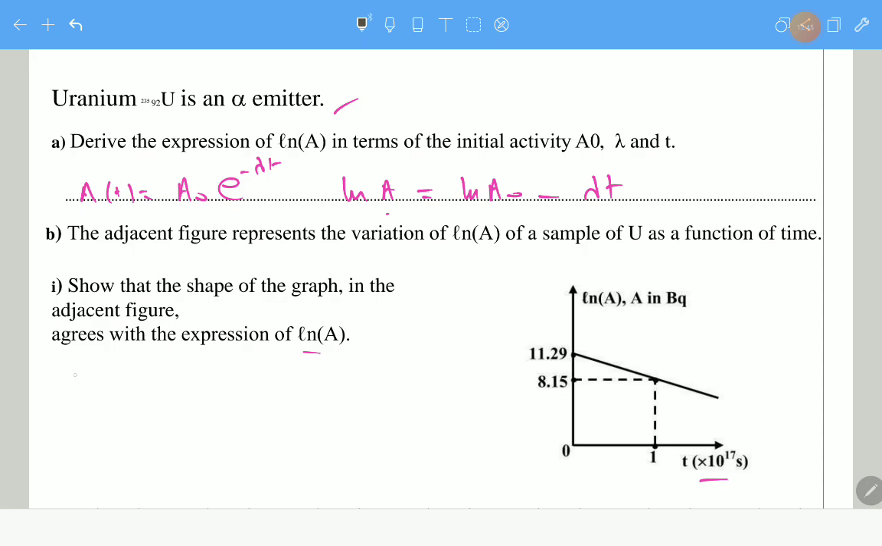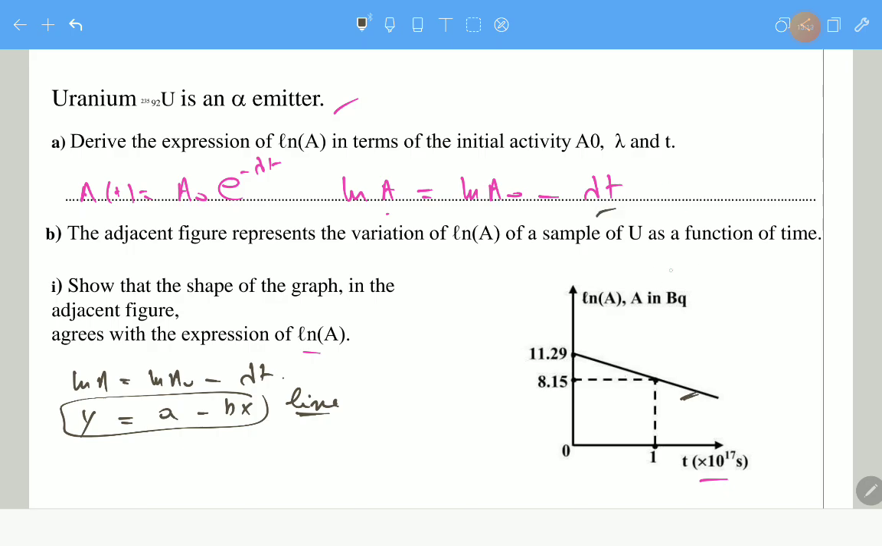Well, what we have is Ln of A equals Ln of A0 minus lambda T. That means that y is equal to a constant A minus Bx. It is the equation of a line with a slope of minus lambda. So this figure agrees with this equation. D'accord?